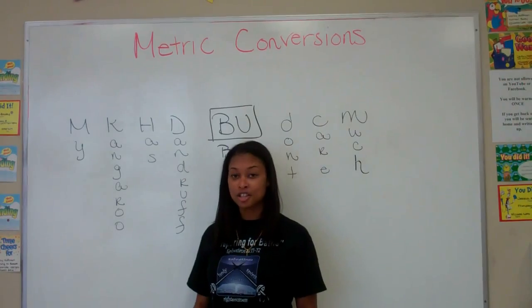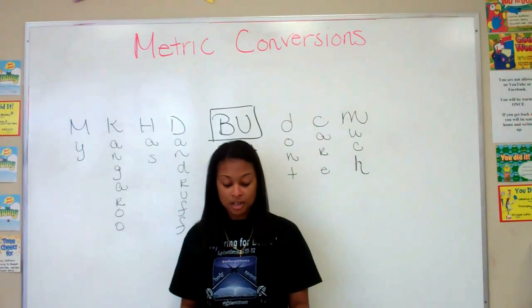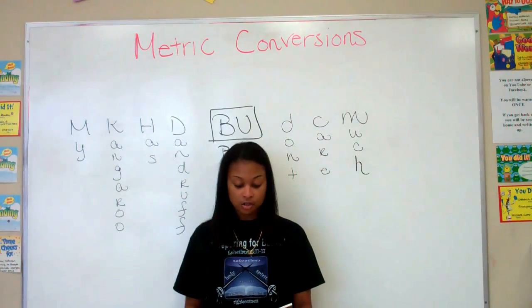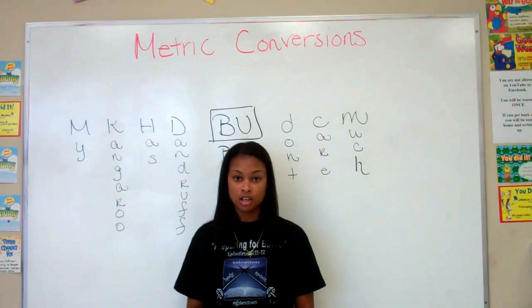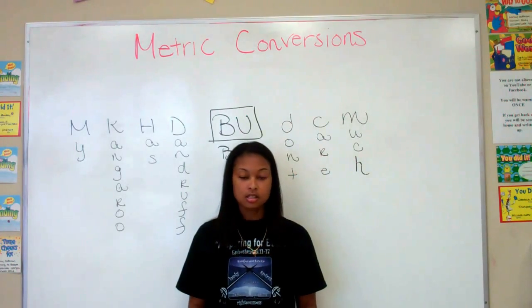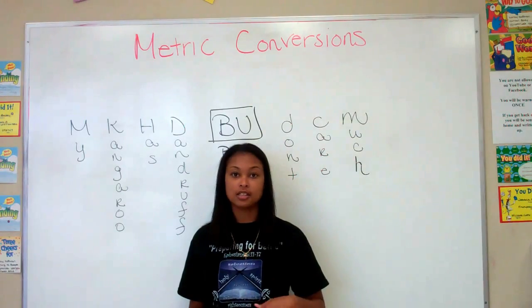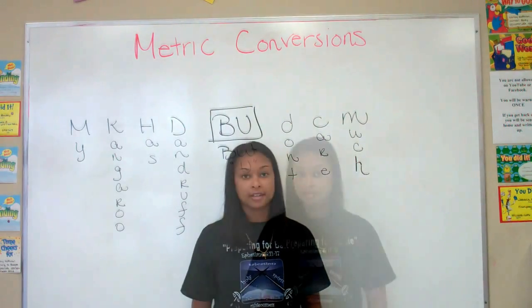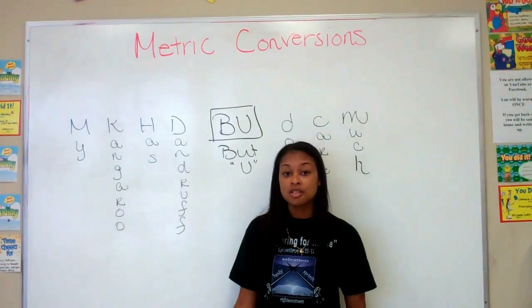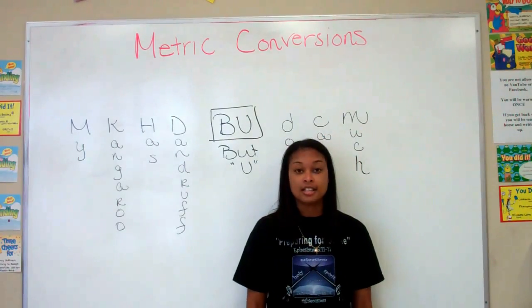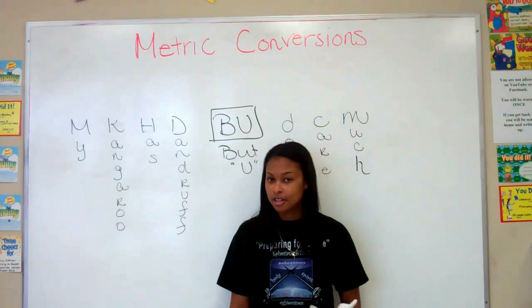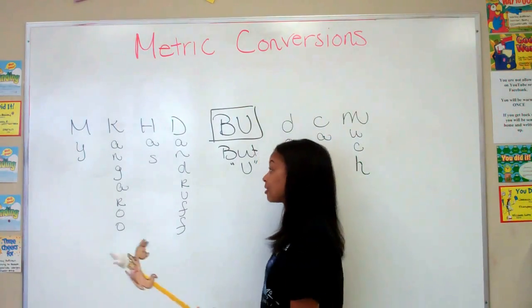This lesson is on metric conversions. When you convert metric measurements from one unit to the other, you multiply or divide by 10, 100, 1000, and so on. Since these are all powers of 10, you can think about moving the decimal point to the right or the left instead of actually multiplying or dividing. So a tool that's going to help us with the multiplying and dividing is "My Kangaroo Has Dandruff, but you don't care much." Let's take a look.